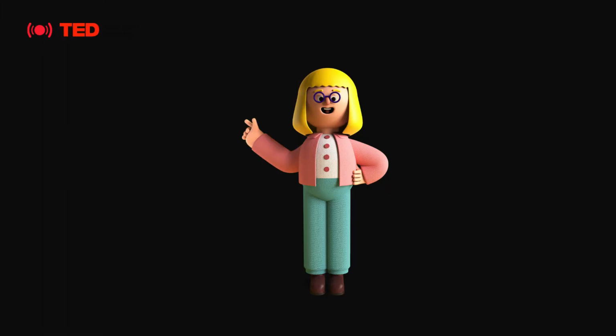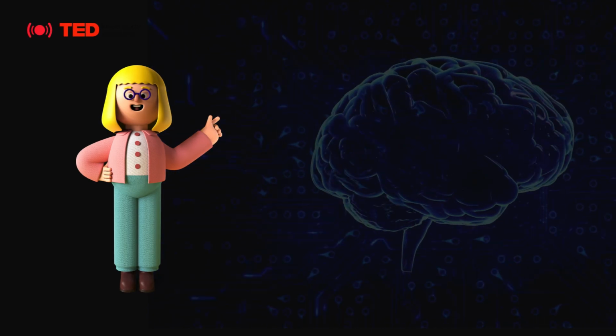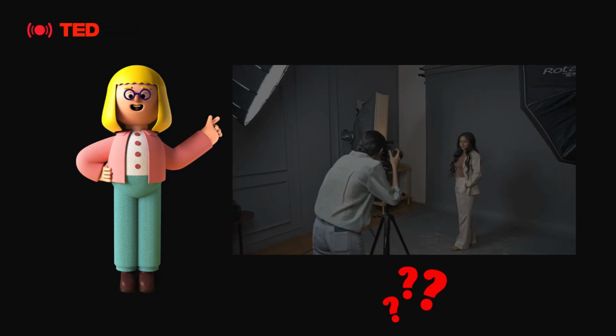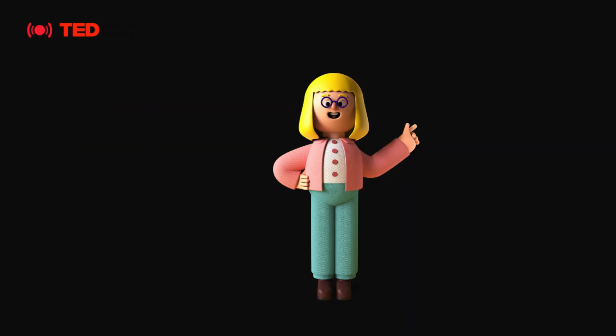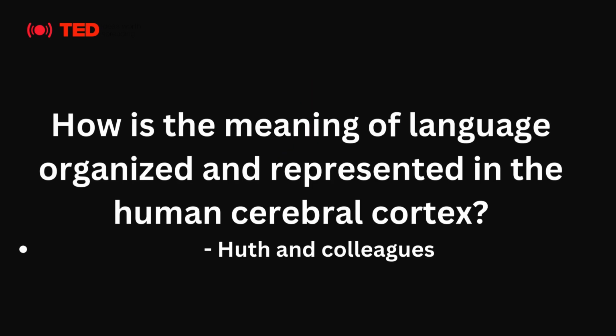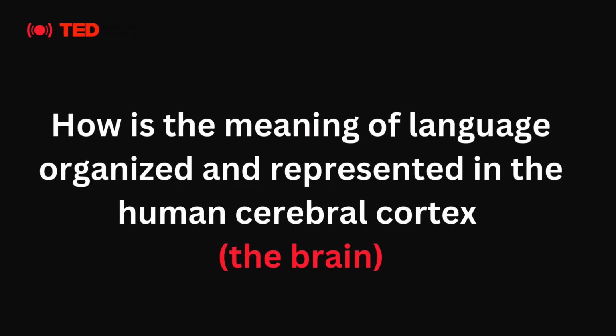So, to figure out semantic maps thoroughly, researchers decided to use voxel-wide modeling of fMRI data collected while subjects listened to hours of narrative stories. At the heart of their research lies the research question: how is the meaning of language organized and represented in the human cerebral cortex, aka the brain?